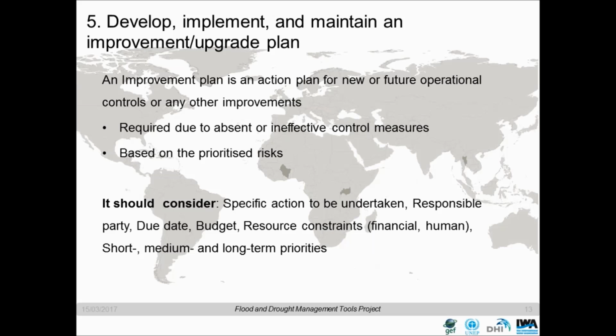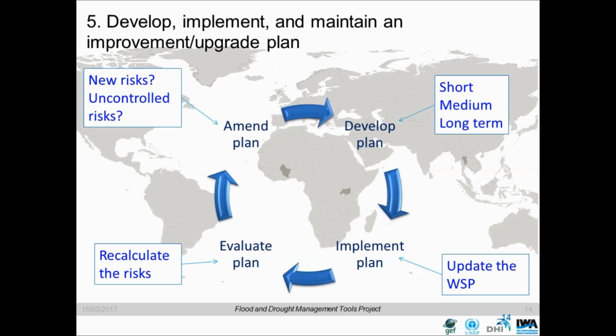Consideration of the resource constraints helps the team to determine what the ideal short, medium, and long-term priorities are. As we can see, the plan is an iterative process involving the development, implementation, evaluation, amendment, and then back to the development of the plan at the review of the WSP.